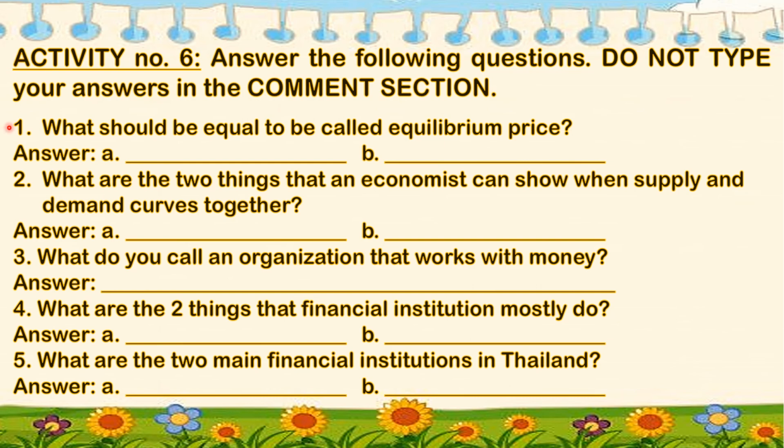So the first question: what should be equal to be called equilibrium price? Number 2: what are the two things that an economist can show when supply and demand curves are put together? Number 3: what do you call an organization that works with money? Number 4: what are the two things that financial institutions mostly do? And the last one: what are the two main financial institutions in Thailand?